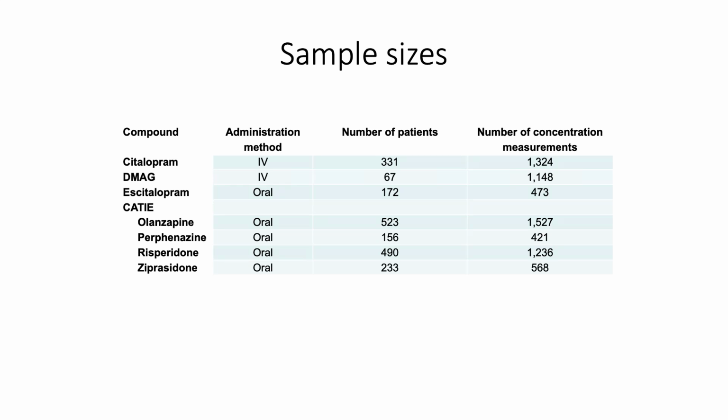All right, so in terms of the general data that were available, the data for the 7 compounds, a mixture of intravenous and oral administration, between about 70 and over 500 individuals, with just over 400 to over 1,500 samples available. And they were supplied by a variety of studies, with the majority coming from the Clinical Antipsychotic Trials of Intervention Effectiveness trials.